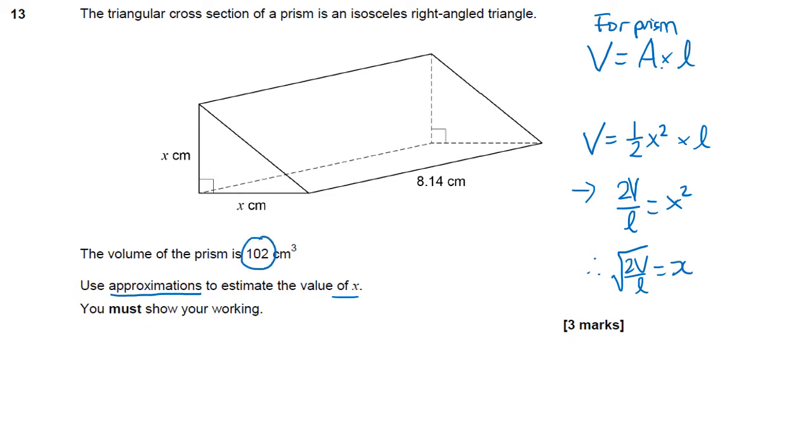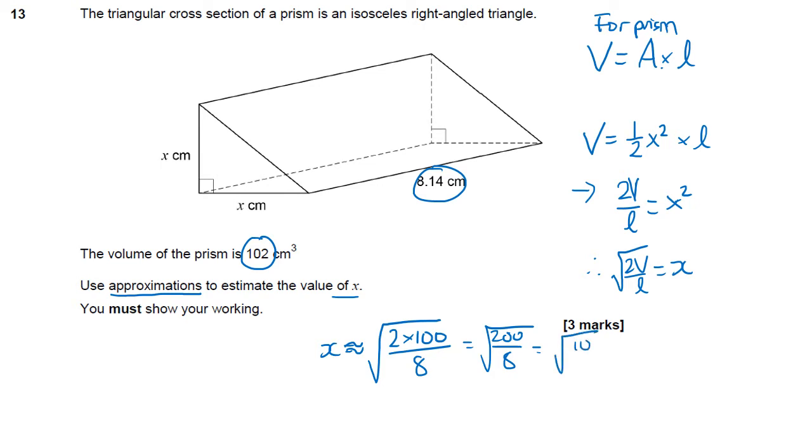Now the question says to use approximations. So we're not going to take exactly 102, we're not going to take exactly 8.14, we're going to approximate. So we can say that x is approximately equal to, well, 102 is about 100, and 8.14, that's about 8. So we've got 200 over 8, 200 divided by 8 is the same as 100 over 4, which is 25. So square root of 25, about 5 centimeters. And there's your answer. So it's going to be approximately 5. And if you worked it out exactly, you wouldn't be far off there.